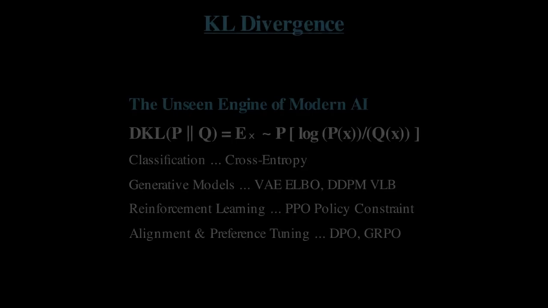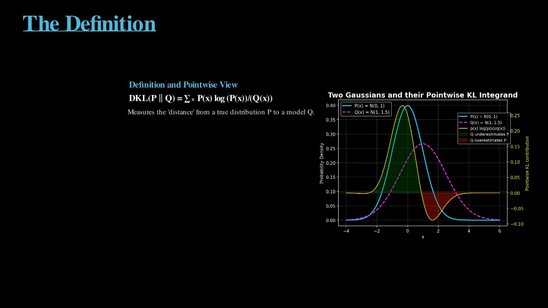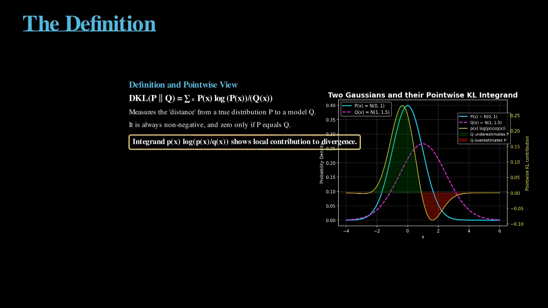Let's get started. The Kullback-Leibler divergence, or KL divergence, is a measure of how one probability distribution P diverges from a second reference probability distribution Q. For discrete distributions, it's defined as the sum over all outcomes x of P(x) times the log of the ratio P(x) over Q(x). The continuous form is analogous, replacing the sum with an integral.